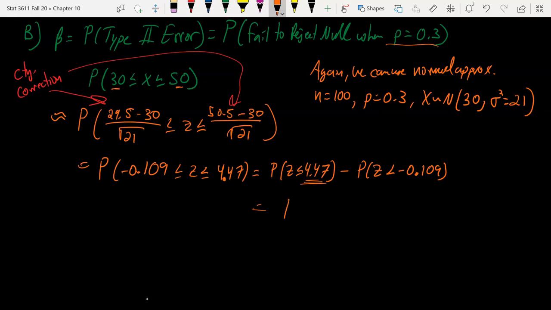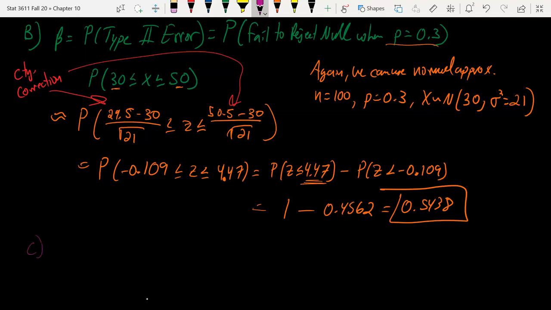You're not going to find that in our table. Our table is capped off at about 3.99, and when it's at 3.99, the probability is 0.999. So this is essentially equal to 1. And then we can look this up in the table. Probability z is less than negative 0.109. I've got about 0.4562 for that value there. And so 1 minus that is about 0.5438. Okay. So that is the probability of type 2 error. 54%. That's a pretty big value.